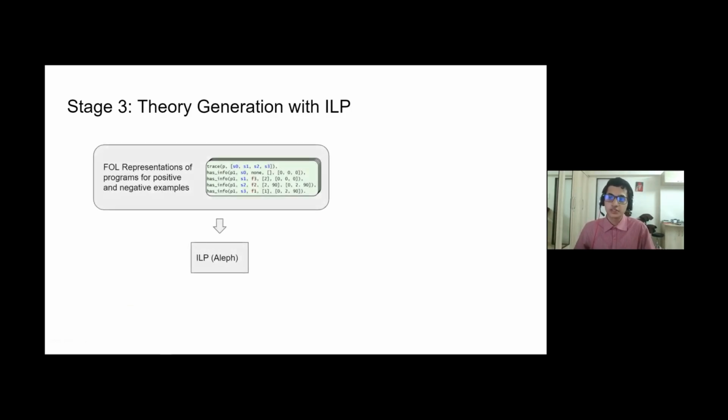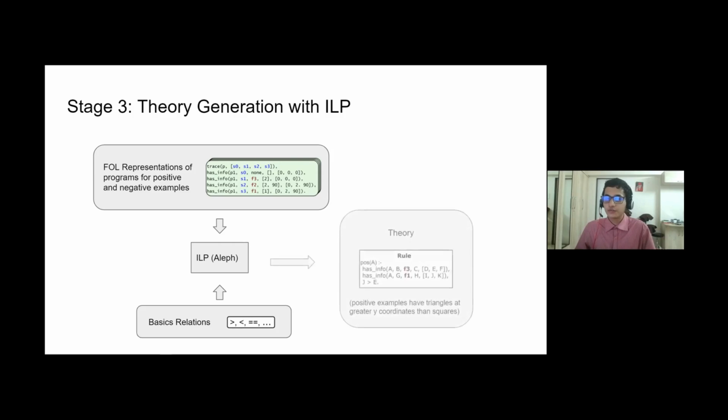These first order logic sentences for all of the input images are then passed as background knowledge to the ILP engine, which in our implementation is ILP. We also include basic relation predicates such as greater than and less than, which are part of the background knowledge used to help aid in theory generation. The theory obtained from the ILP engine would be a set of first order logic clauses, which are satisfied by the background knowledge for the positive examples and not satisfied for the negative examples.